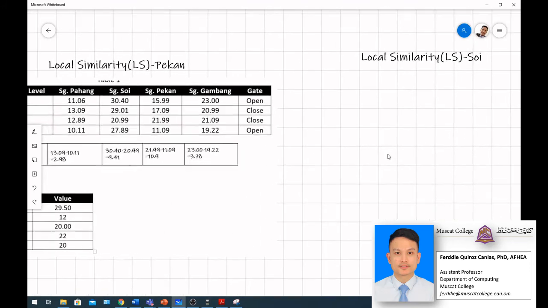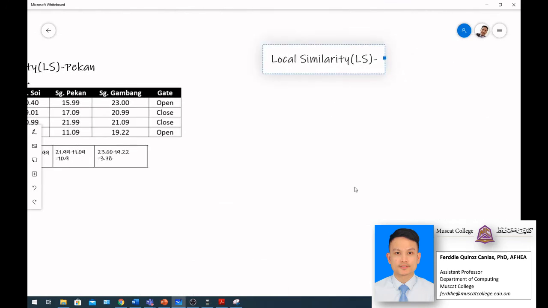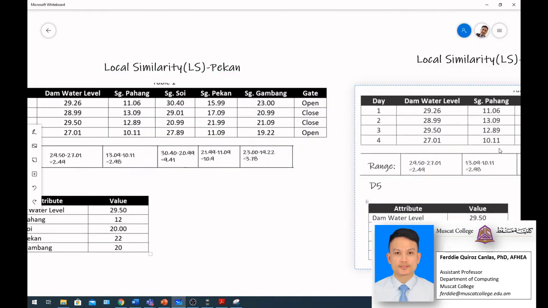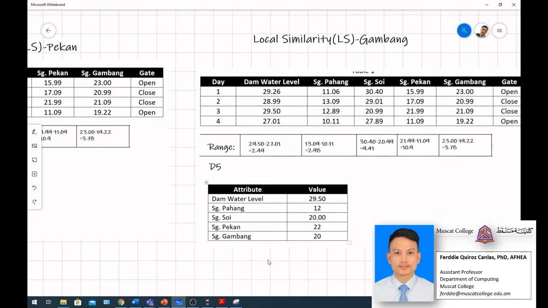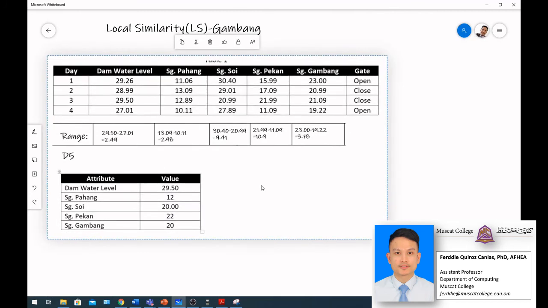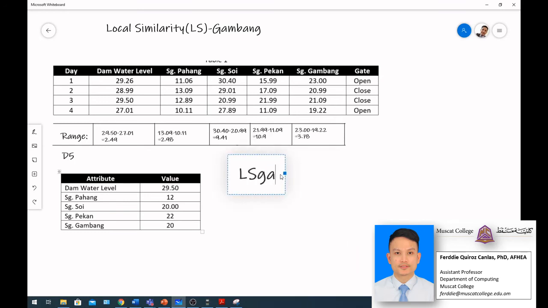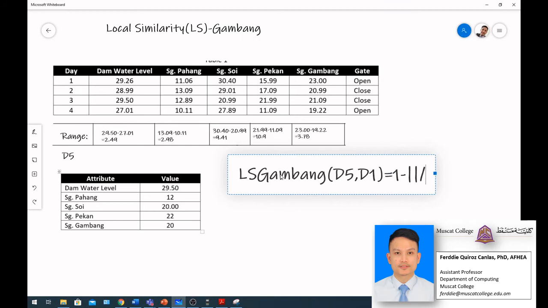Yes. Good, very good. So Gambang is finished already. Shall we go with the Gambang? Okay, let me just put a note here. So we have ls of Gambang, d5 and d1. Just hang on there. I just have to do this: 1 minus absolute value, divided by 4 Gambang 3.78, minus, this is Gambang 20, right?